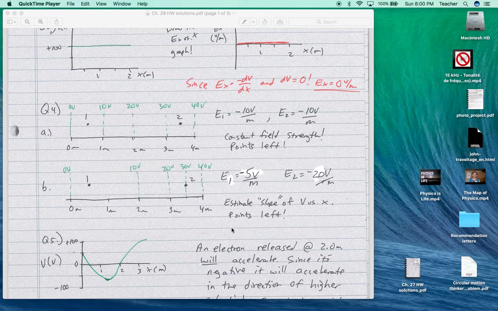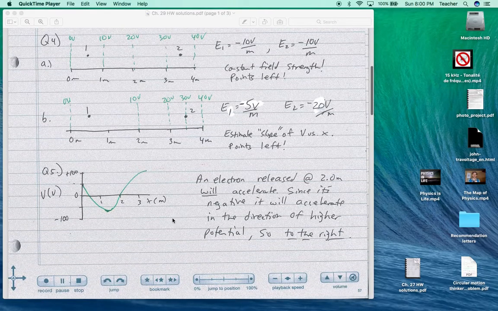So that's an estimation. Here, if we have an electron, the electron is going to end up going toward an area of high potential because it has a negative charge and it'll be attracted to positives. So at this particular point, if it's released, it would accelerate to the right. Anywhere in this region here, it would accelerate to the right. This region here would accelerate to the left. Here would not accelerate because there is no electric field since the slope is 0.